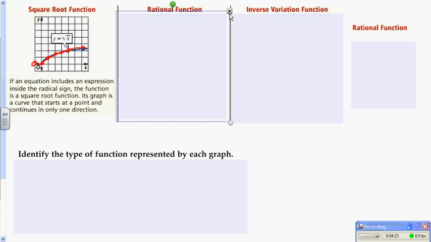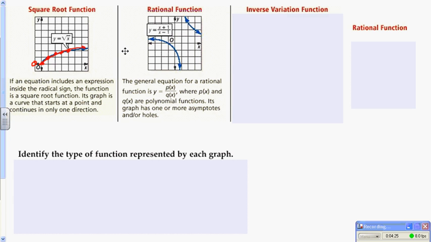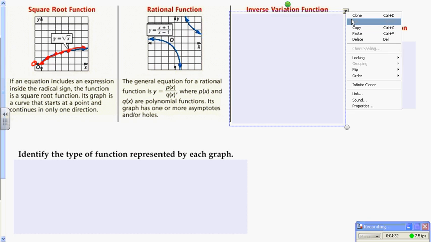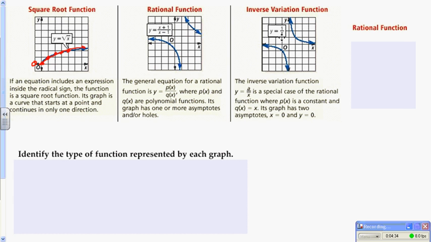Rational functions. We talked about this, where you have a polynomial in the numerator and the denominator. Inverse, where we talked about 1 over x, where direct variation was y equals kx. Here it's y equals k over x. In this case, k is 1. We talked about this the other day.